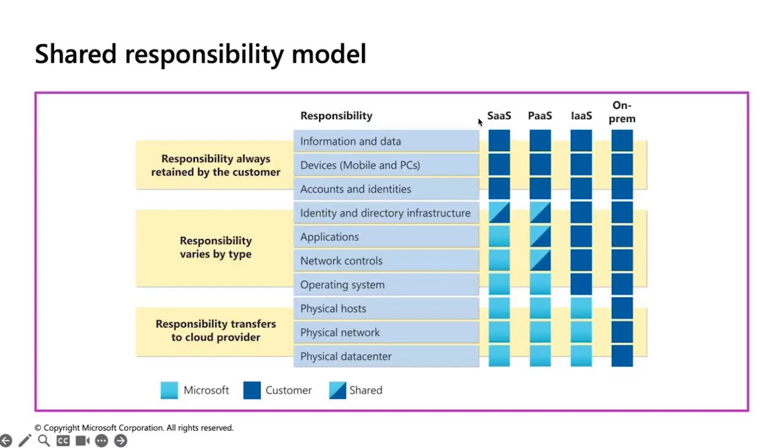In SaaS, software as a service, for example Microsoft 365, where you have Outlook, Teams, OneDrive, and all these applications, most of the components will be fully managed by Microsoft, like physical data center, physical network, physical host, operating system, network control, applications. And this control is specifically for identity and directory. This will be shared between Microsoft and customer.